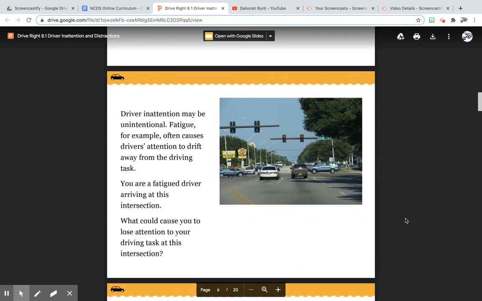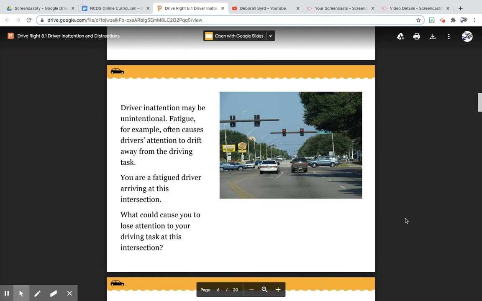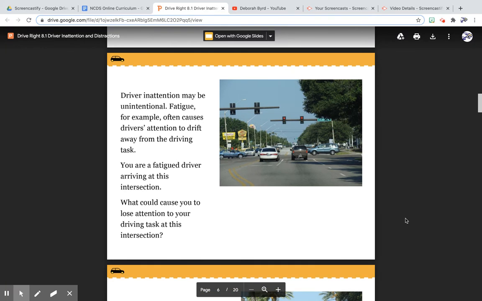Driver inattention may be unintentional. Fatigue, for example, often causes drivers' attention to drift away from the driving task. You are a fatigued driver arriving at this intersection. What could cause you to lose attention to your driving task at this intersection?